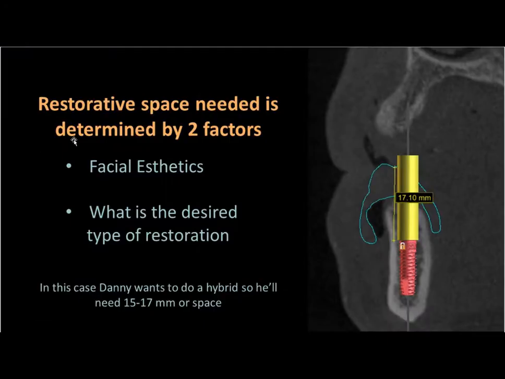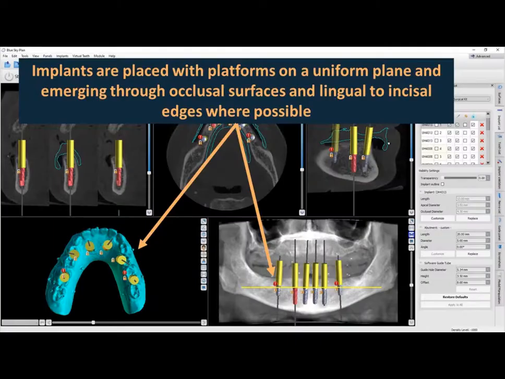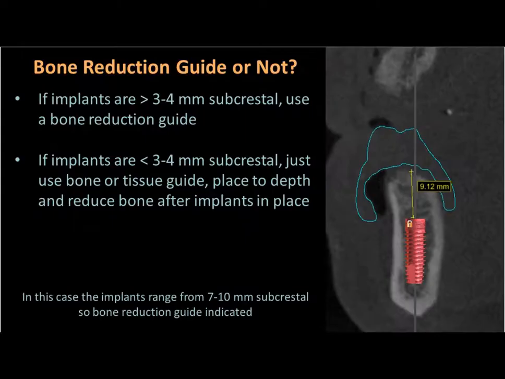So what we want to check out initially is our restorative plane. We're using all the facial aesthetics protocols and desired implant final restoration, FP1, FP3. And then we're going to figure out where the implant platform is to try to get a nice even restorative plane, with all the implants going through the denture on the top and the bottom, typically lingual to the incisal edges if possible. Obviously, if it's 9 millimeters of bone before our implant platform, we will be doing some sort of bone reduction guide for this case.